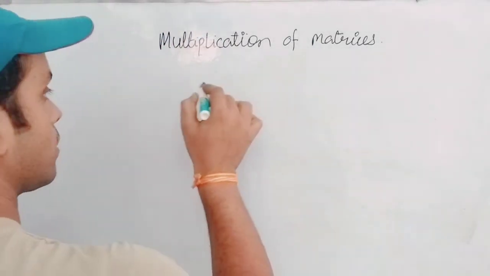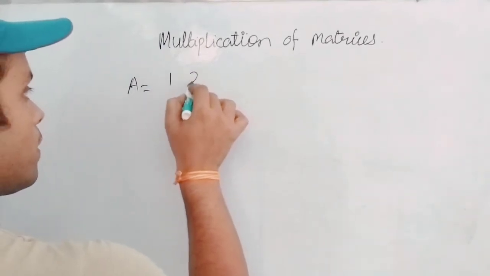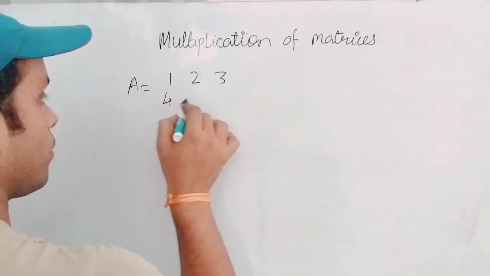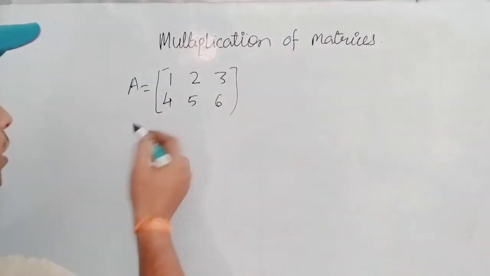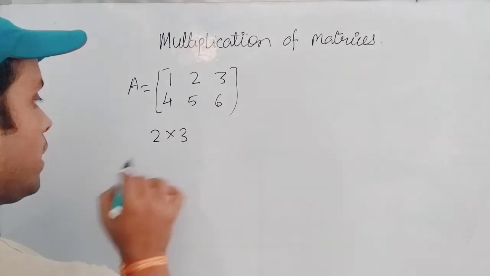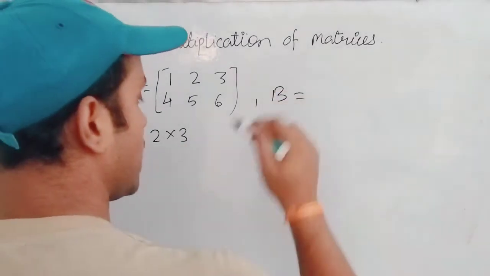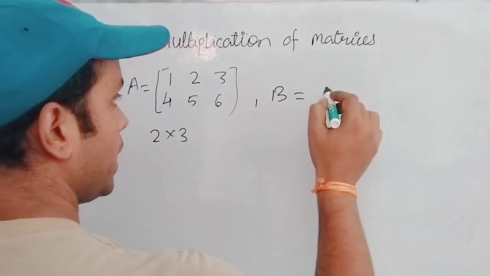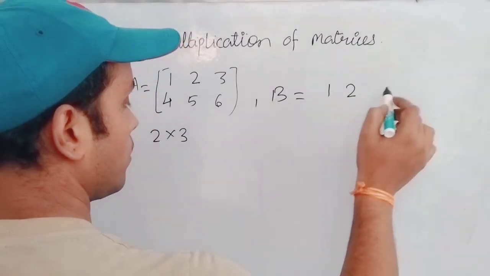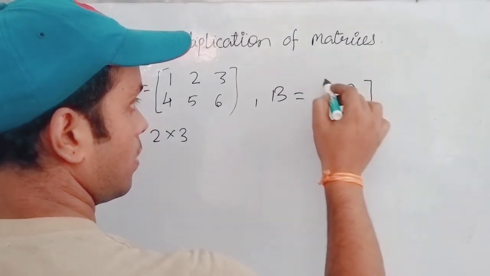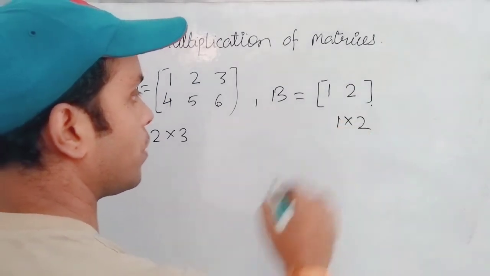A is a matrix with elements 1, 2, 3, 4, 5, 6. What is the order of this matrix? Here the order of this matrix is 2 by 3. Now assume another matrix B, the matrix with 1, 2 only. What is the order of this matrix? This is of the order 1 by 2.